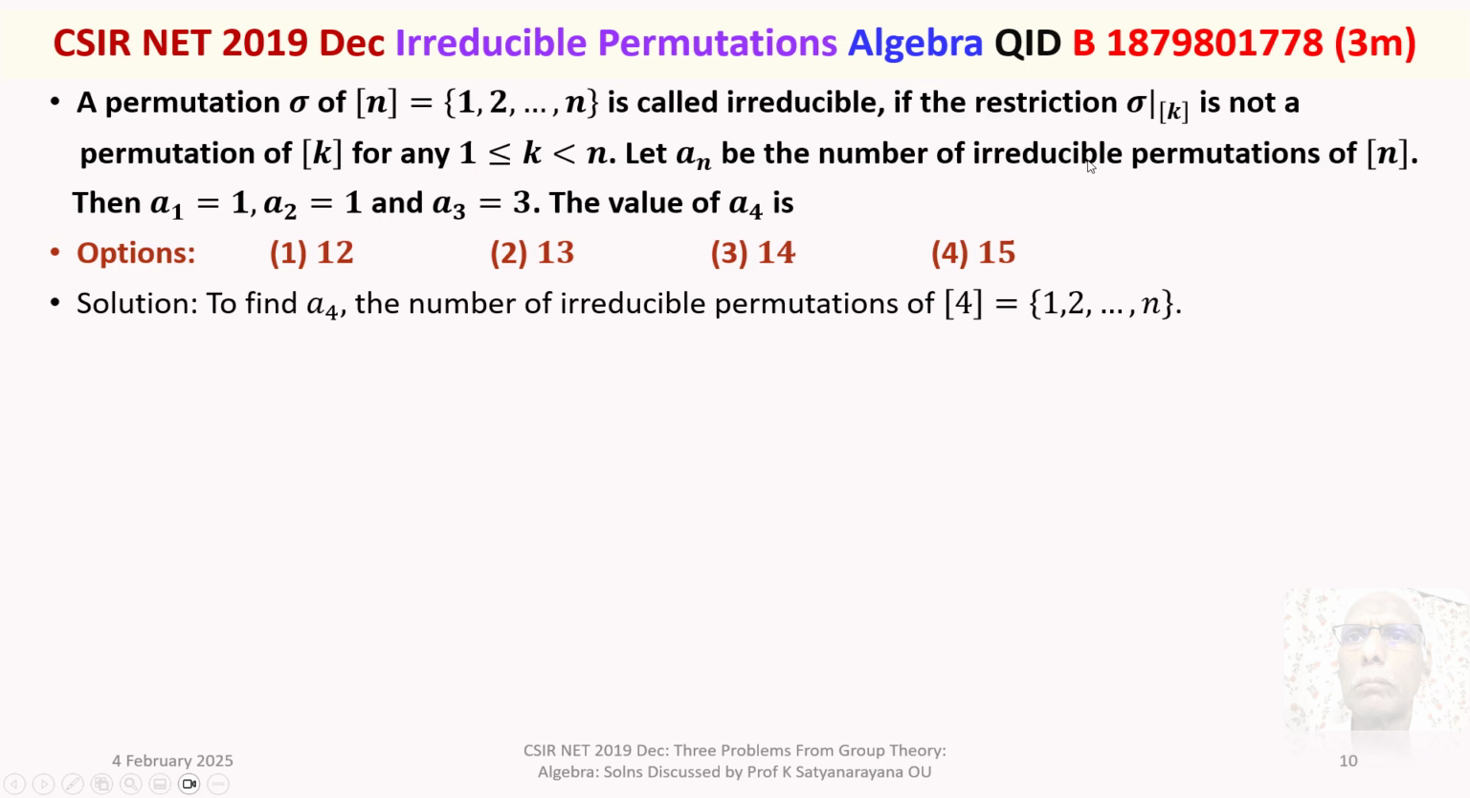So when a sigma on [n], that is 1 up to n, is called irreducible, it is irreducible if the restriction of sigma to [k] is not a permutation of [k] for any 1 less than or equal to k less than n. So that means for [1] it should not be, for [2], that is {1, 2}, it should not be, up to [n minus 1] it should not be a permutation. Then it is called irreducible. And these are the results given to you.